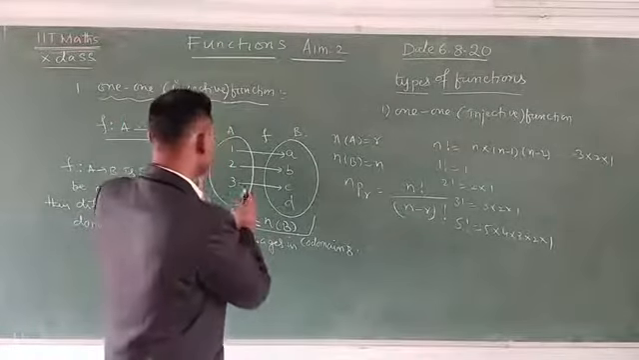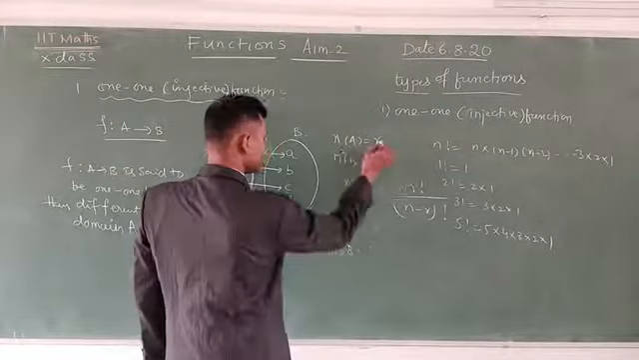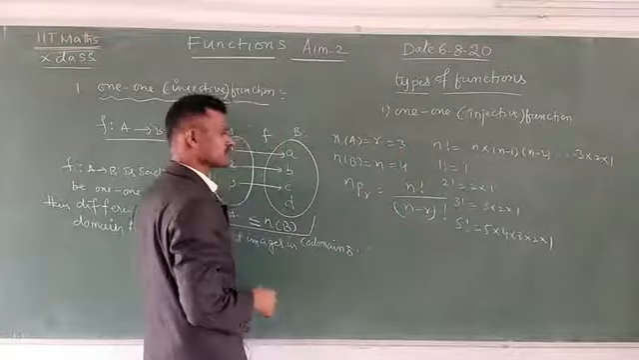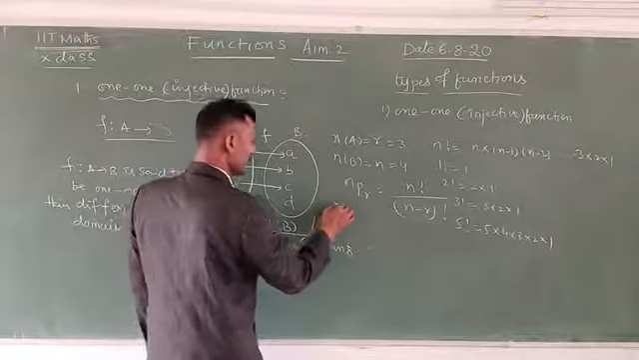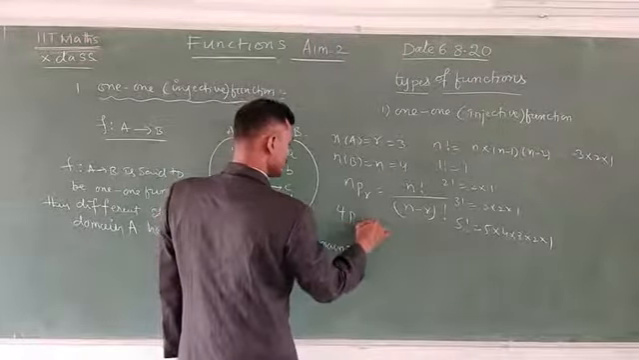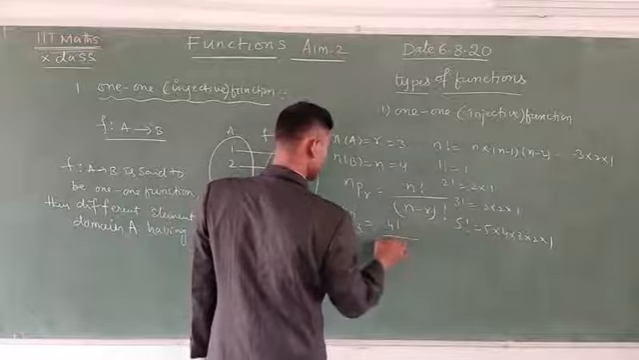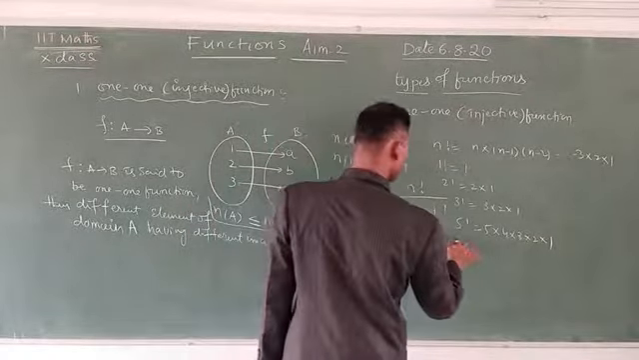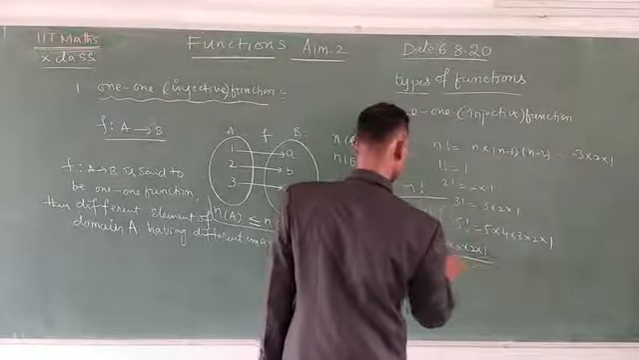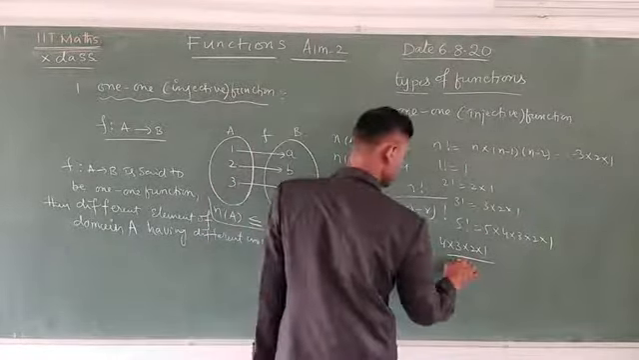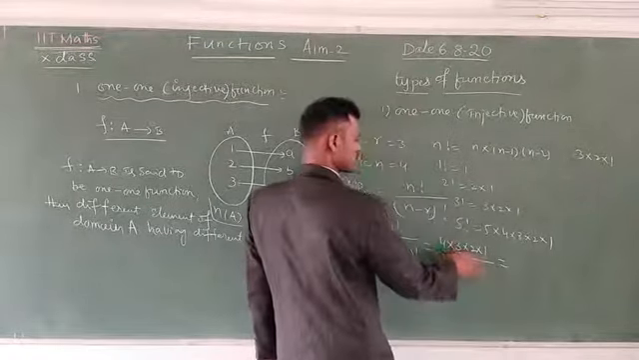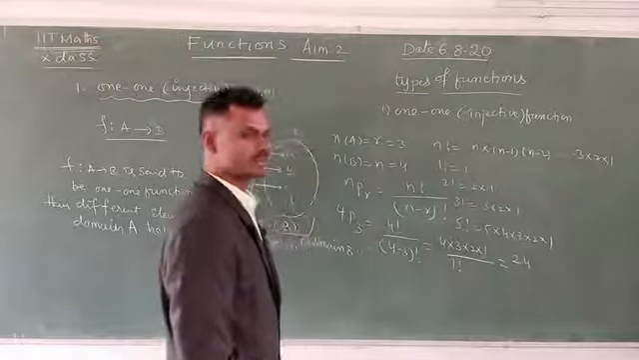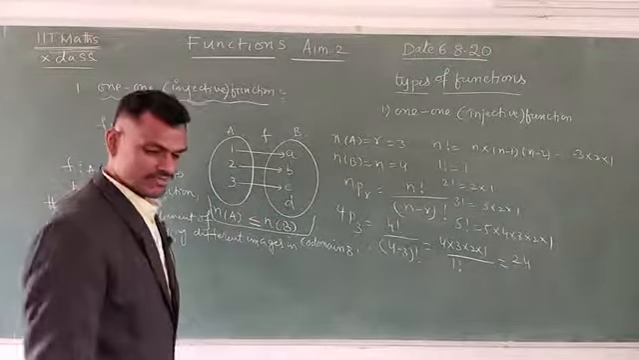Suppose n(A) is 3 elements and n(B) is 4 elements. How many one-one functions are possible? 4P3, which is 4 factorial divided by (4 minus 3) factorial. 4 factorial is 4 into 3 into 2 into 1, divided by 1 factorial. 4 times 3 is 12, 12 times 2 is 24, divided by 1 factorial which is 1. So 24 one-one functions are possible. Understand clearly? This is a one-one function.